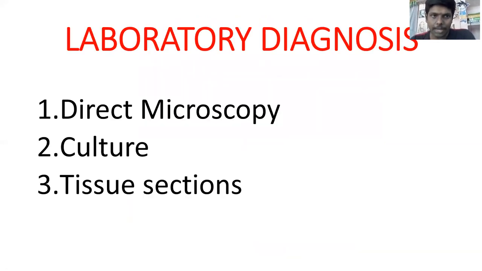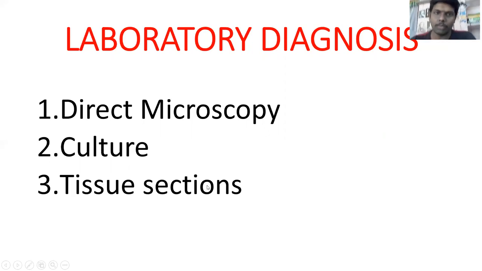In laboratory diagnosis, we have three methods to detect fungus. The first one is direct microscopy. Direct microscopy means you will take the fungal sample on a slide and observe it under the microscope. Or you will go for culture. Culture is for growth of the desired fungus, so we will see whether the fungus grows. And the third one is tissue sections. So these are the three methods we perform in laboratory diagnosis: direct microscopy, culture, and tissue sections.